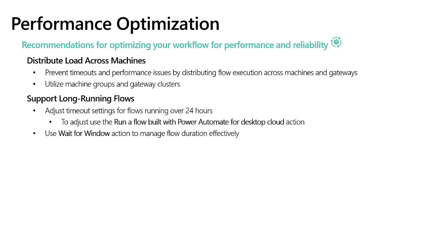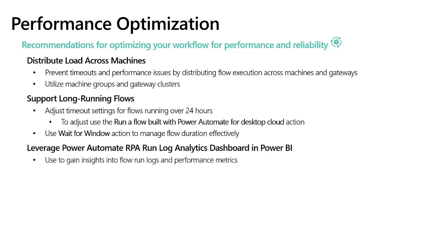To support long-running flows, for flows that run longer than 24 hours, you should adjust the default timeout settings on the flow. You should also use the wait for window action to wait for a window to appear or disappear before proceeding with the next action. This will help ensure that your long-running flows avoid timeouts.